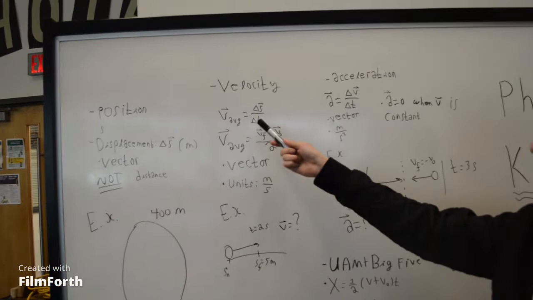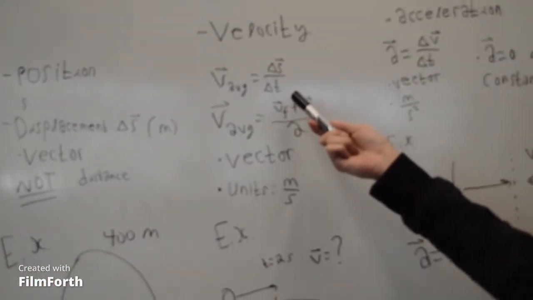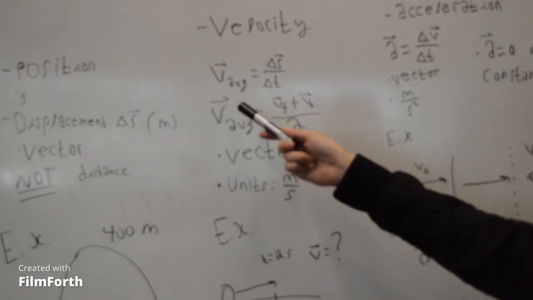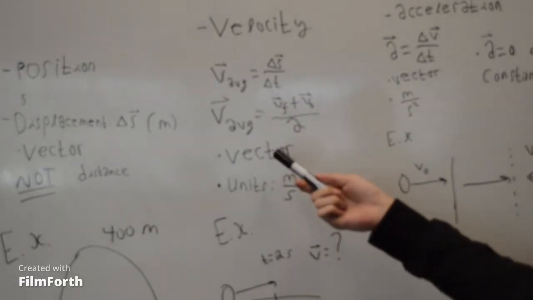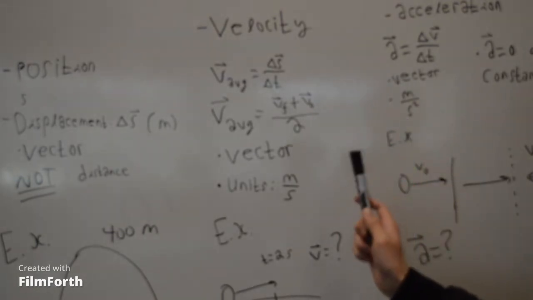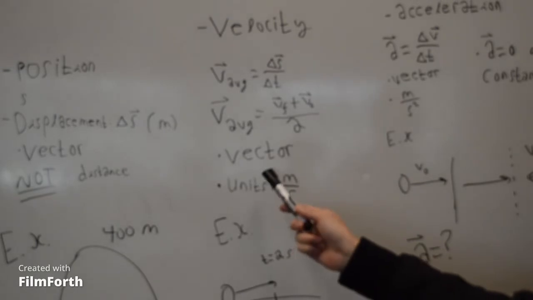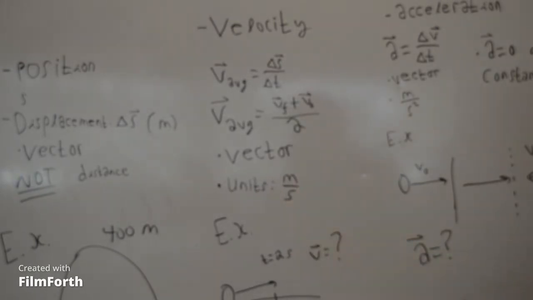Okay, now let's talk about something related to displacement, which is velocity. Average velocity is change in spatial location divided by change in time. As you can tell from the arrows, velocity is a vector. Average velocity is also the final velocity plus the initial velocity, all divided by 2. Like displacement, velocity is also a vector, as I previously said, and its units are in meters per second.